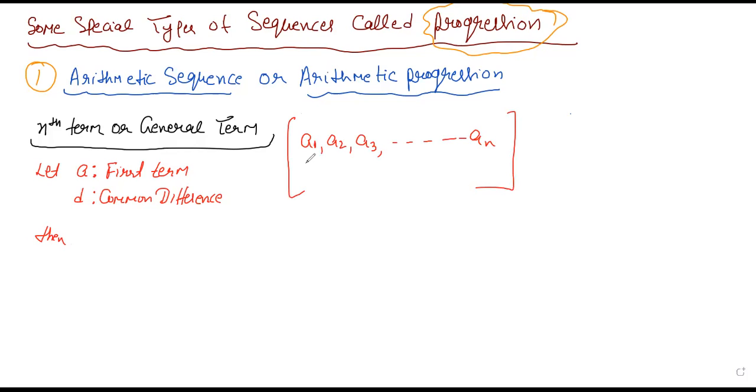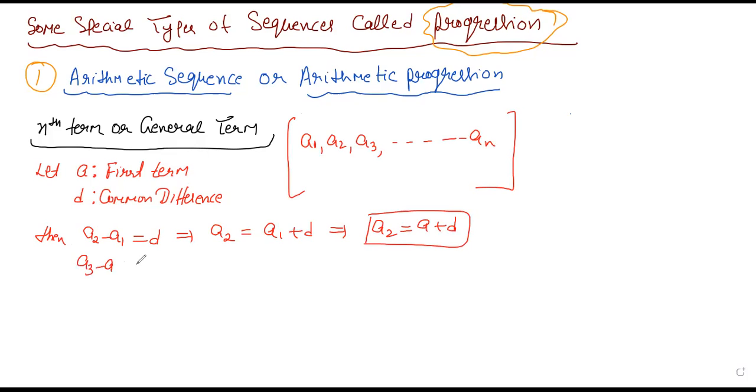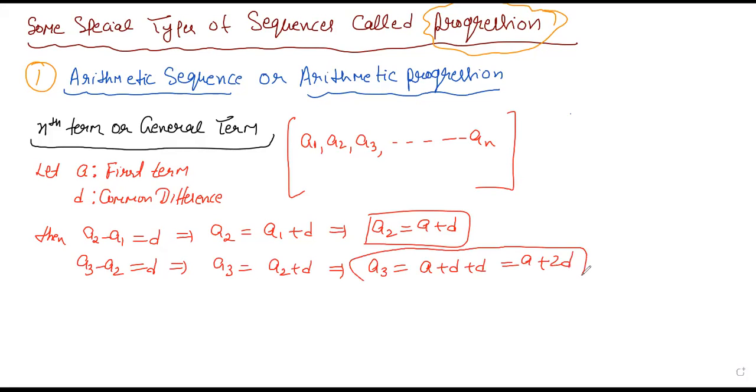So if it is the arithmetic progression, so we can write that a2 minus a1 is d. So what is a2? a2 is a1 plus d, and what is a1? a1, I suppose a. So second term is a plus d. Now a3 minus a2, that is also d. And what is a3? a3 is a2 plus d. And what is a2? a2 we recently found a plus d, and plus d. So we are getting a plus 2d. This is the third term.